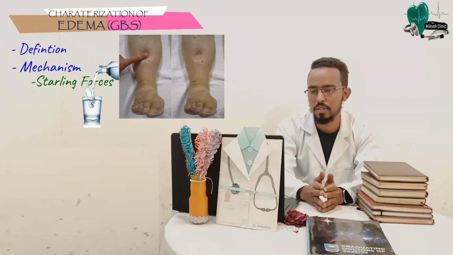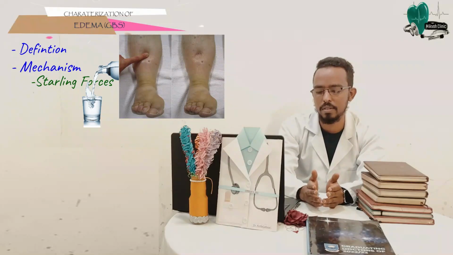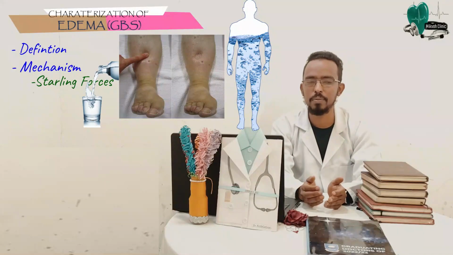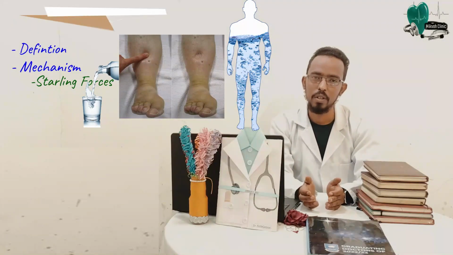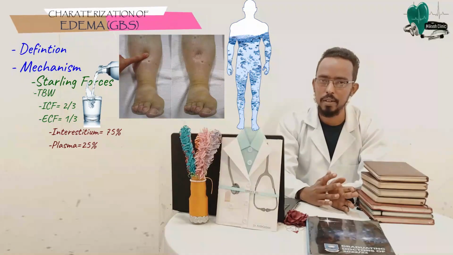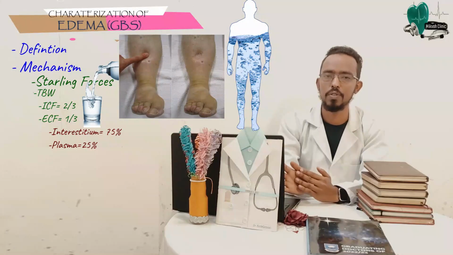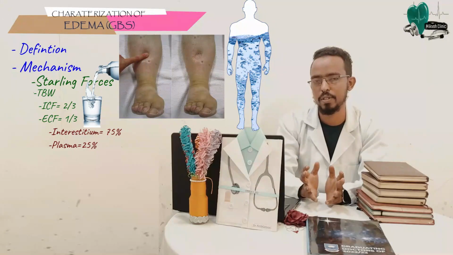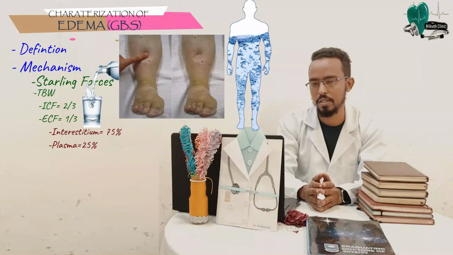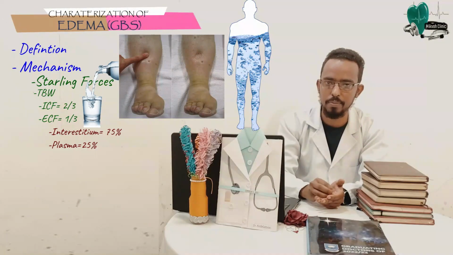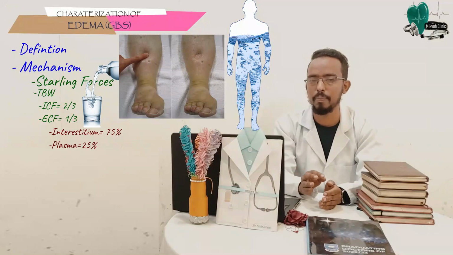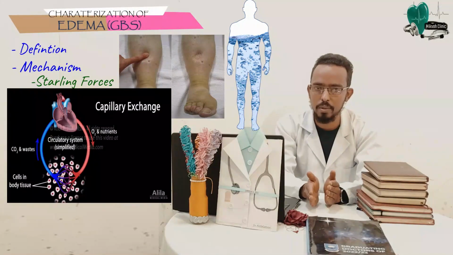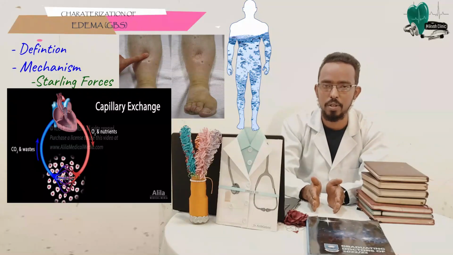The total body water, in human beings, is 70% of the human body, as you know. From this total body water, 2/3 is within the cell, and 1/3 is outside the cell. That's extracellular. And of this 1/3, 75% of the extracellular fluid is found within the interstitium, and 25% is within the plasma. So the Starling process balances the fluid between the plasma and the interstitium.